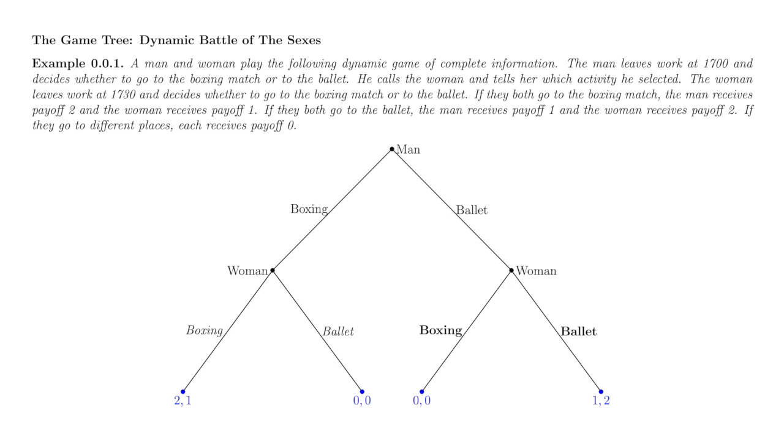After the man's move, followed by the woman's move, the game ends at one of the four terminal nodes, shown in blue. The left payoff of each pair belongs to the first player, the man, and the right payoff belongs to the second player, the woman. This notation will be our norm for two-player dynamic games of complete information.